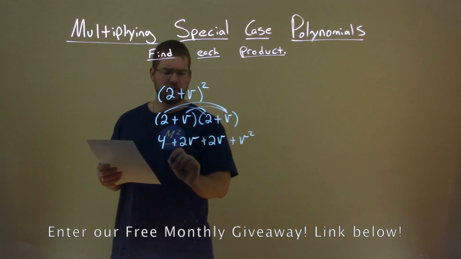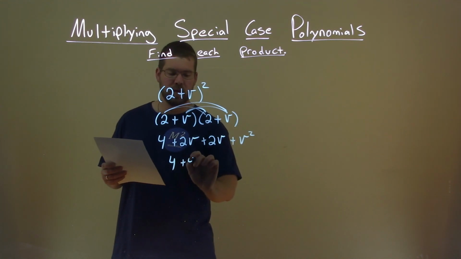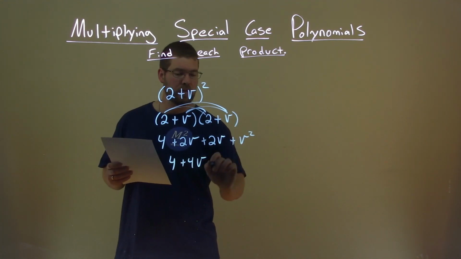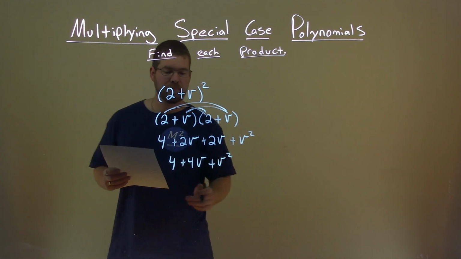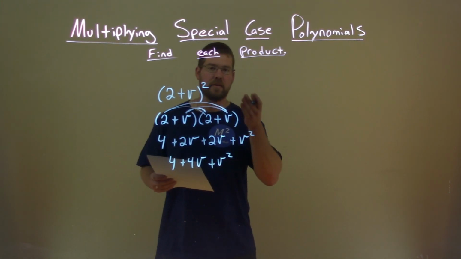No other like term with 4. That just comes down. 2v plus 2v is a 4v. v squared comes down. No other like term there. And there we have our final answer. 4 plus 4v plus v squared.